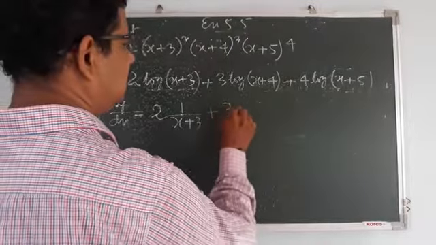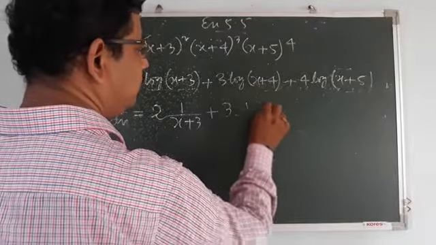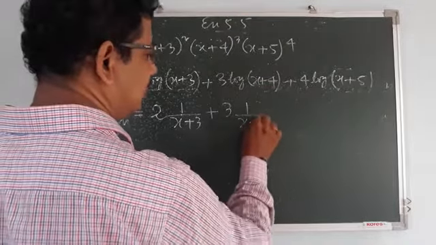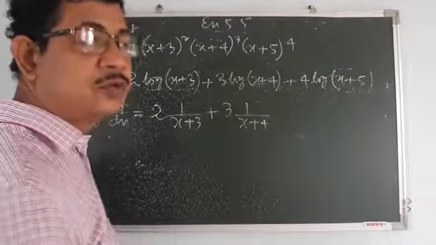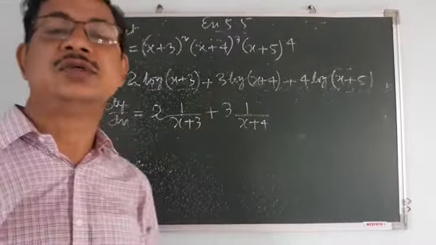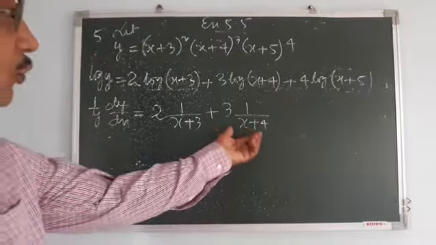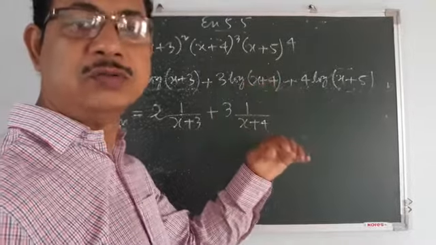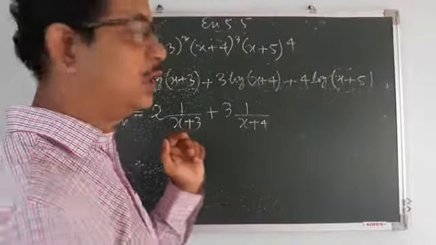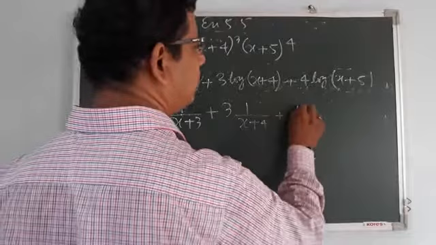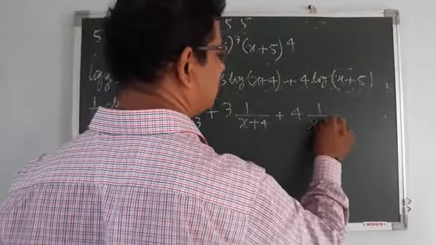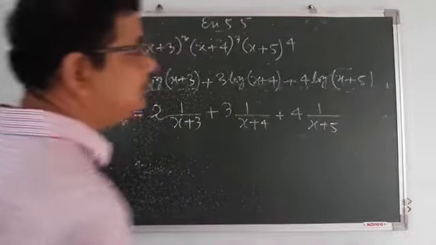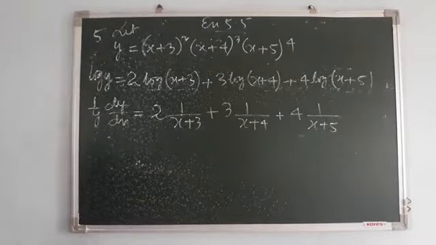Here again 3. If we differentiate log x plus 4, it is 1 by x plus 4, because log x differentiation is 1 by x. X plus 4 you have to differentiate with respect to x. It gives again 1. Then 4, this will be 1 by x plus 5, and if we differentiate x plus 5, it will give 1 only.